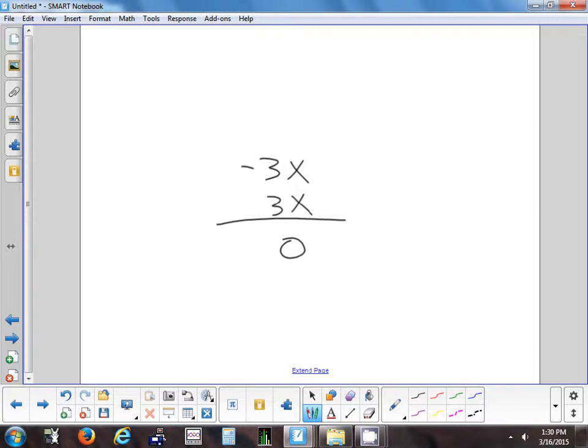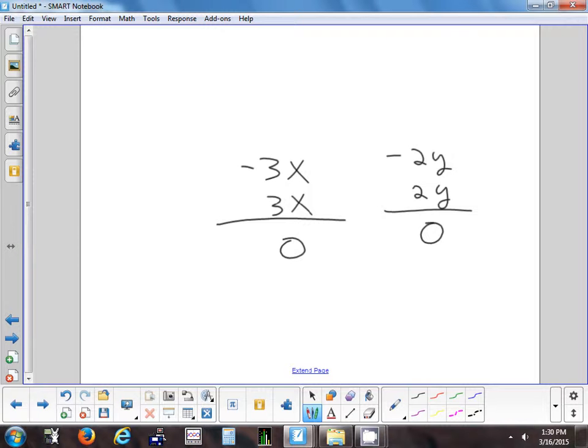Let's try a different one. 2y, 2y, make one of them opposite. What's negative 2y and positive 2y if you combine them? What do you get then? 0. So the goal of what Mr. Roy just said, having the same number, same letter, one of them has a negative, okay? When you combine them, you're going to get something that cancels out. You're going to get a 0.